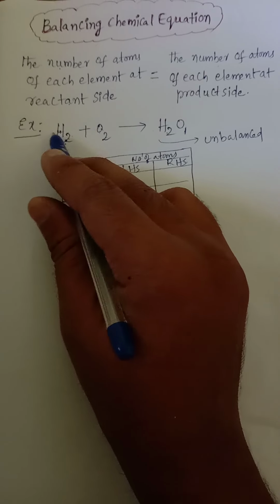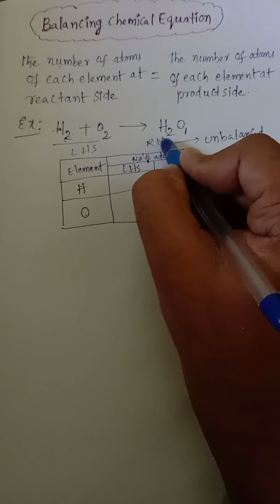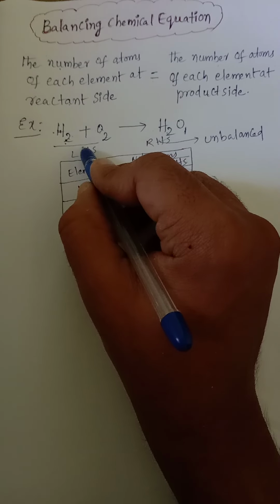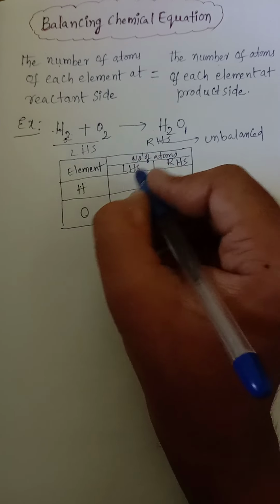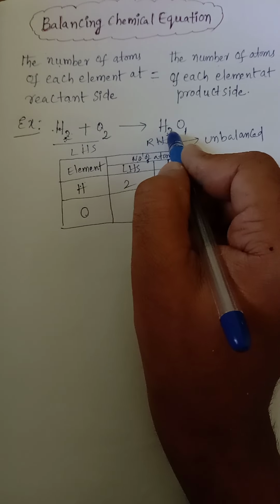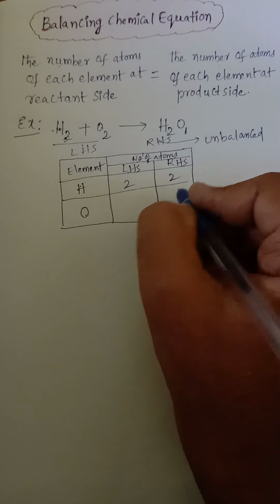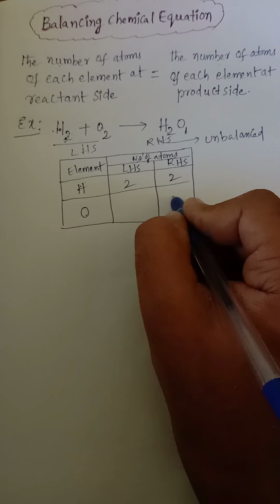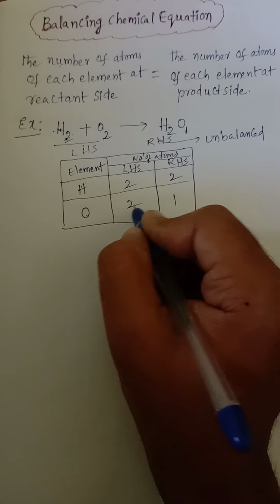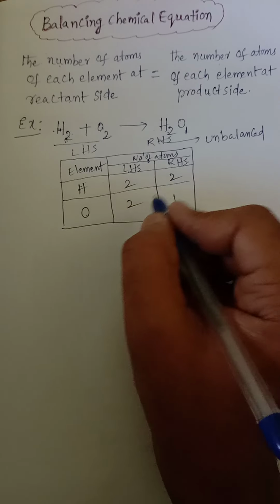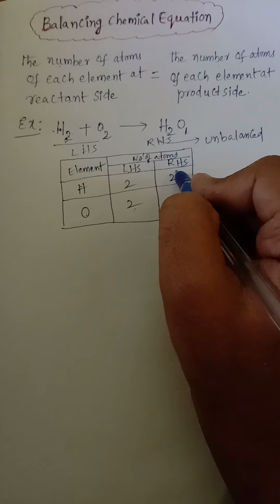How many hydrogen atoms are there? This is LHS and this is RHS. At LHS, hydrogen has two atoms. At RHS, how many hydrogen? Two. We have to write 2 here. And how many oxygens at RHS? Oxygen at RHS is 1 and at LHS is 2. So this is unbalanced because the values are different. If the values are the same, it is balanced. If there is a different value, it is unbalanced. So this is the unbalanced table.